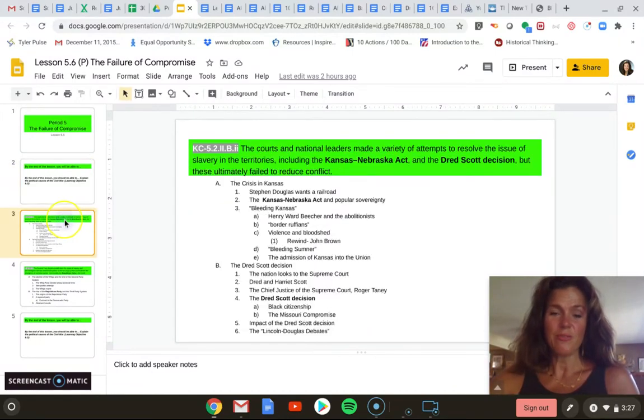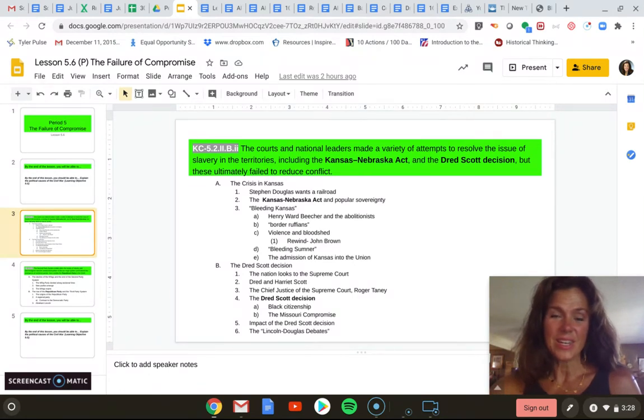As you can see from looking at this slide, there are two main political actions. The courts and national leaders made decisions, and they did attempt to resolve the issue of slavery in the territories. These two attempts at compromise were the Kansas-Nebraska Act and the Dred Scott decision. But as you will find out, neither one created a true compromise. They both ultimately failed to reduce the impending conflict. So let's start off with A, the crisis in Kansas.